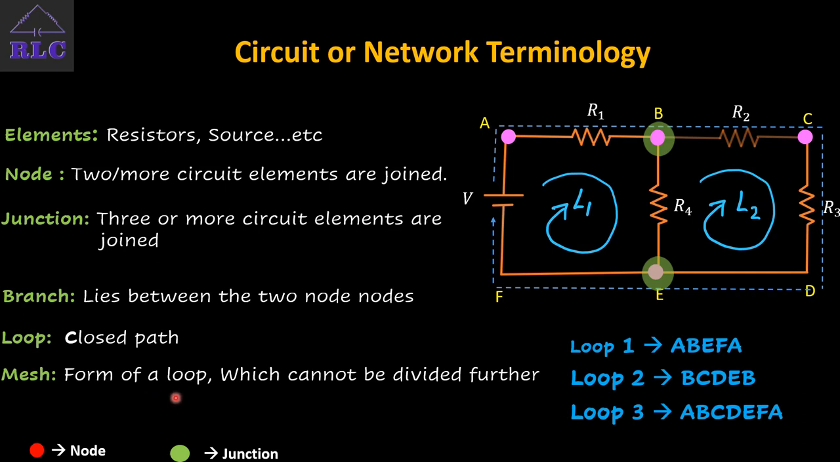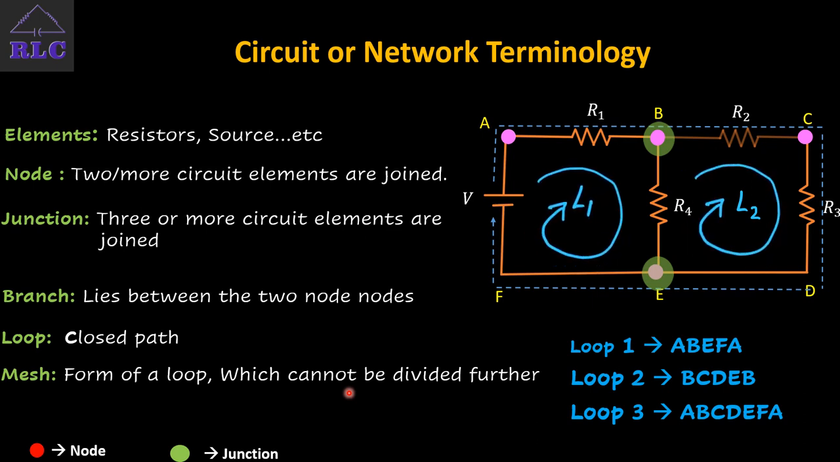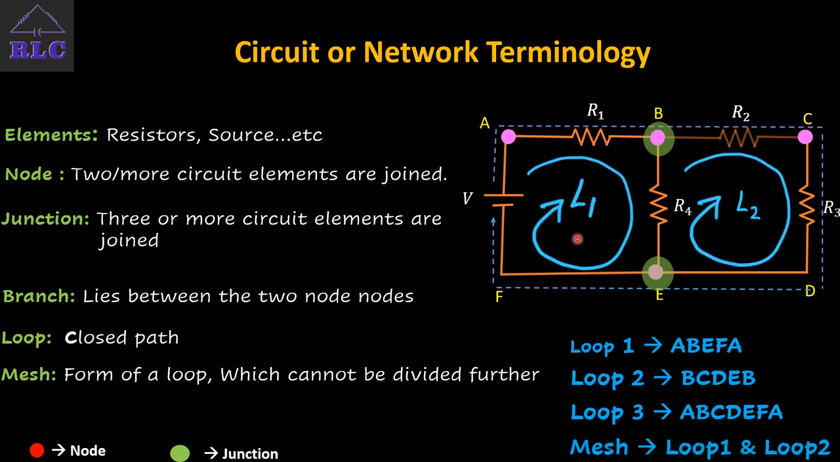Okay. Next we'll go with mesh. Mesh is also a loop but one which cannot be divided further, meaning there is no inner loop. For example, if you take L1, it is not divided, right? L2 also doesn't have any inner loops. The outer loop is not a mesh because it has two loops inside, right? That is what a mesh is.